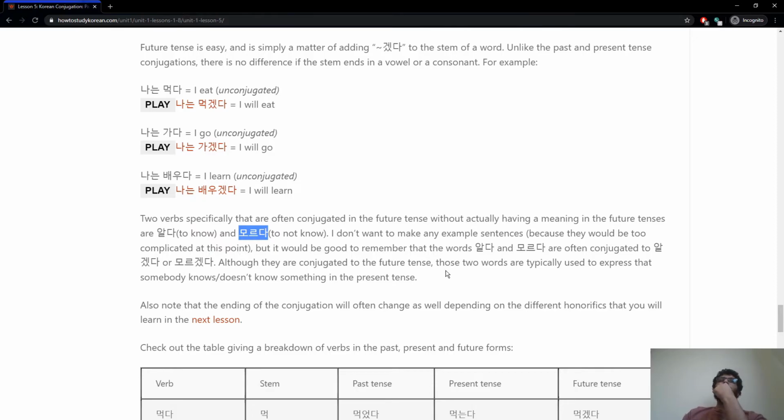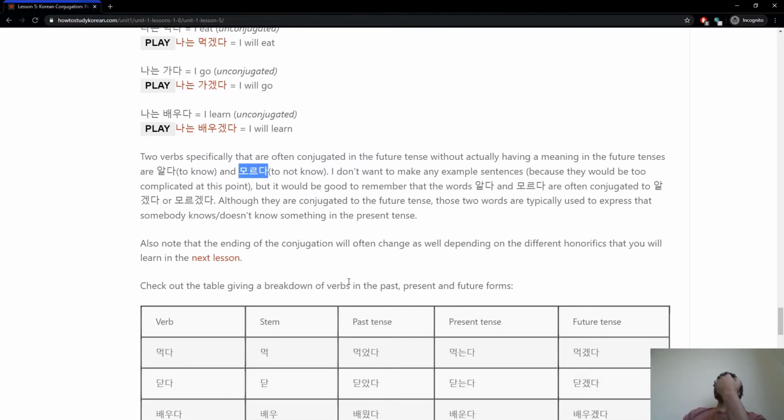I don't want to make any example sentences because they would be too complicated at this point, but it would be good to remember that the word 알다 and 모르다 are often conjugated to 알겠다 and 모르겠다. Although they are conjugated to the future tense, these two words are typically used to express that somebody knows or doesn't know something in the present tense. So if someone asks me, oh, how do you do this? I could say 모르겠다, like, I'm not sure, I don't know. I'm not saying I won't know, it actually means the present tense.